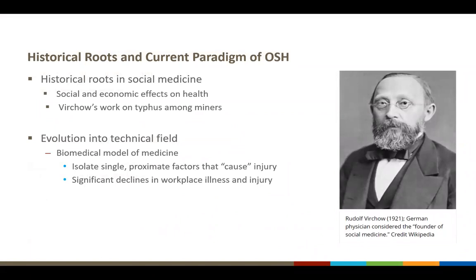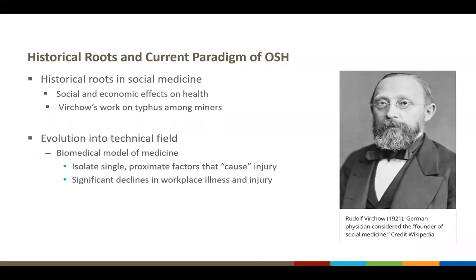So occupational safety and health as a field shares some historical roots with social medicine. Social medicine was a movement that started during the Industrial Revolution that looked to explain how social and economic conditions affected the health of many of the workers who had migrated to the cities and urban areas to work in the factories during that time. Exemplary of this work would be Virchow's work on typhus among coal miners that many people are familiar with.